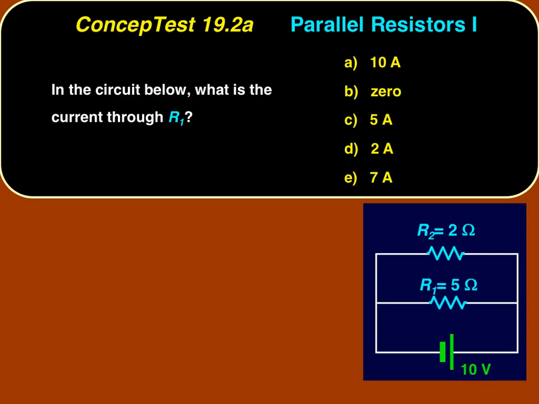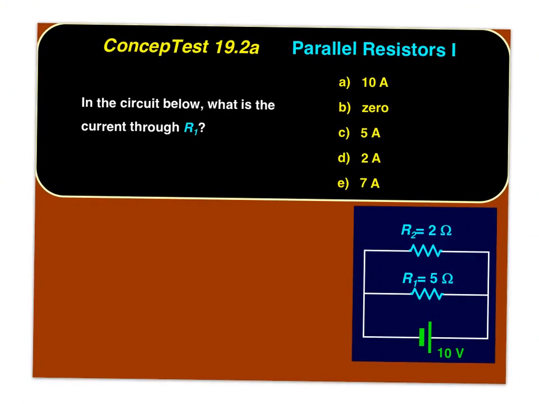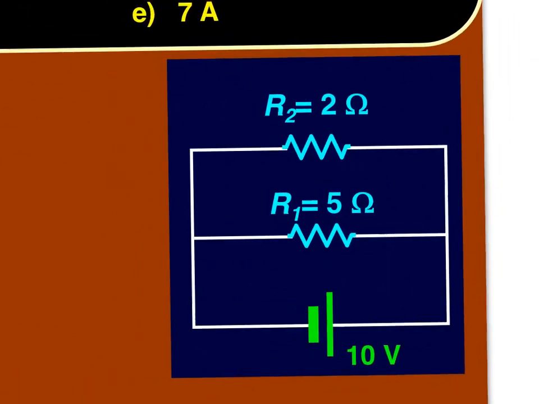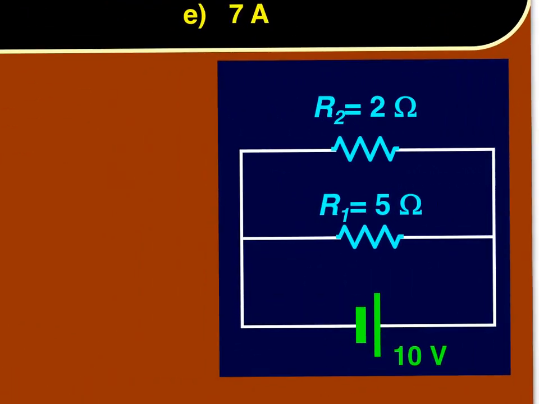Alright, in the circuit below, oh, this looks similar except they are in parallel. In the circuit below, what is the current through R sub 1? So what's the current through here? Tricky stuff, kind of, but kind of not. So when you see this, you have these parallel resistors, and you might automatically start doing this: 1 over R equals 1 over 2 plus 1 over 5.